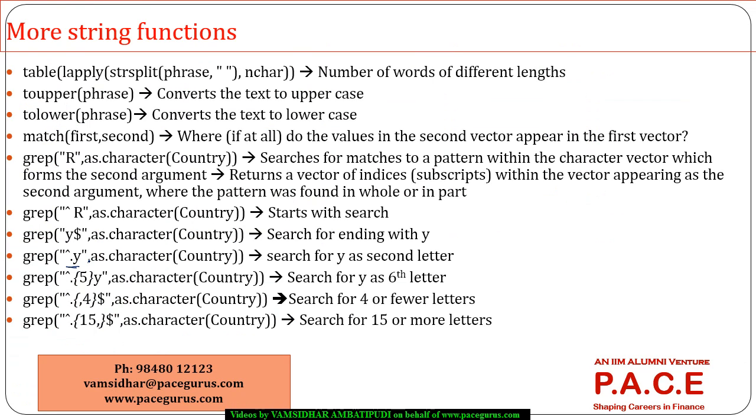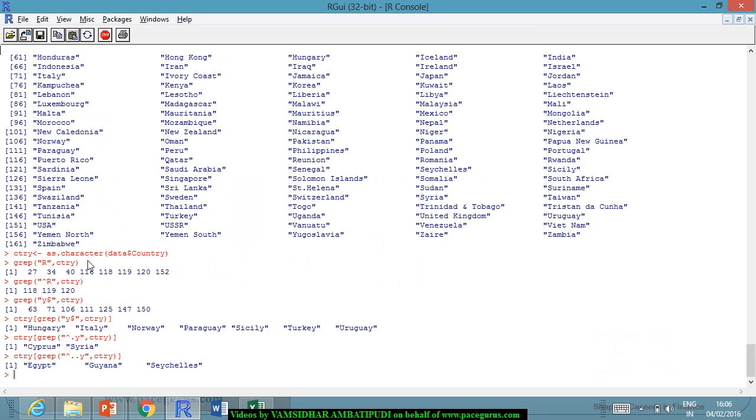Now what do I do if I need, let's say, the sixth letter as Y? I can put 5 dots, fair enough, but that is where I may fail. So what we do is we put 1 dot, but we put curly brackets and put 5 in it, saying 5 such dots are there.